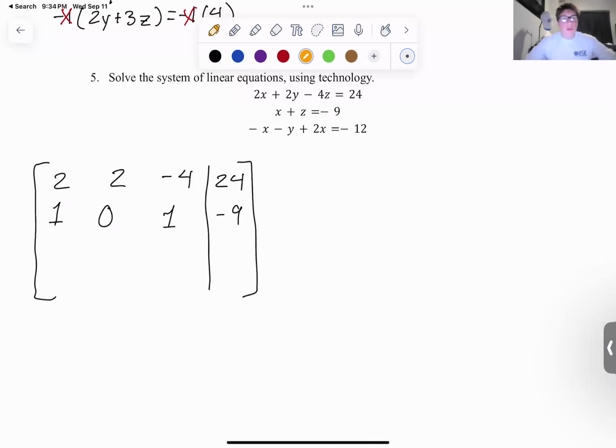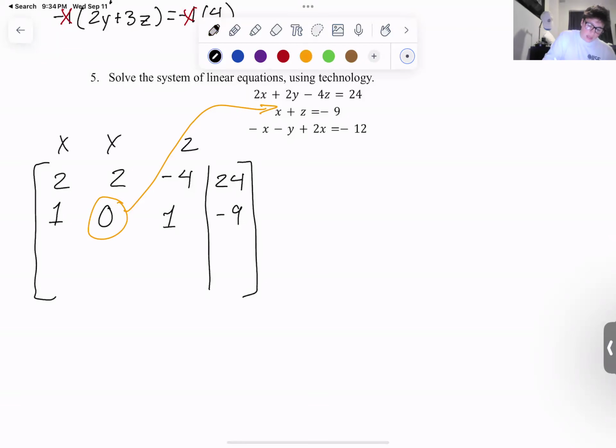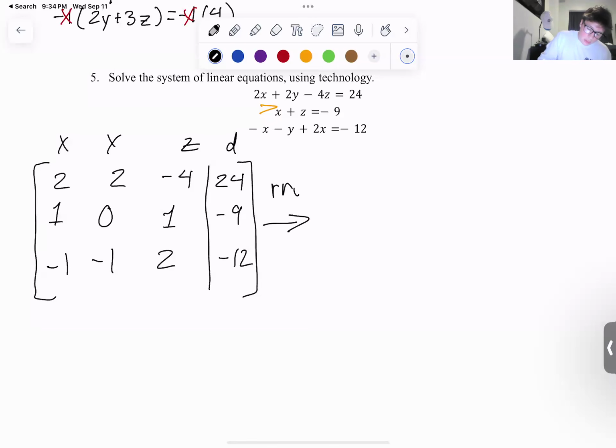Now, for those of you who are confused on how I got this 0 right here, think about it. There is no y in that equation. And these are representative of x, y, z, and then d, whichever number's on the right-hand side. So since there's no y, I just put 0. Next up, negative 1, negative 1, positive 2, negative 12. And now I'm going to do RREF.